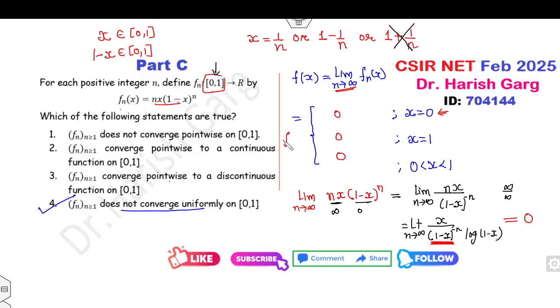So therefore, because the limit of each function exists, it is pointwise continuous, and you can see this function is continuous for all values of x. So it's continuous. Fine. This option is cancelled. So B and D are the right answers of the problem.